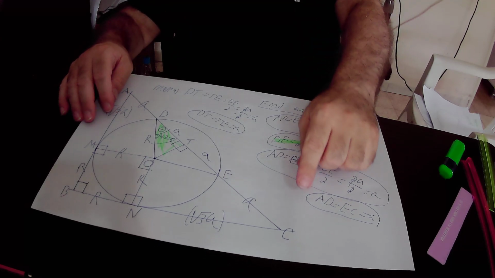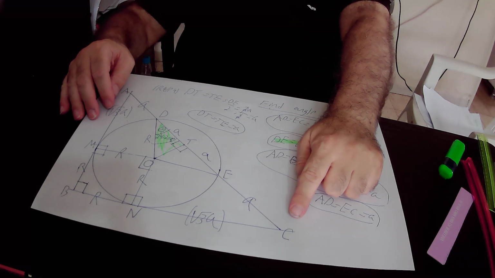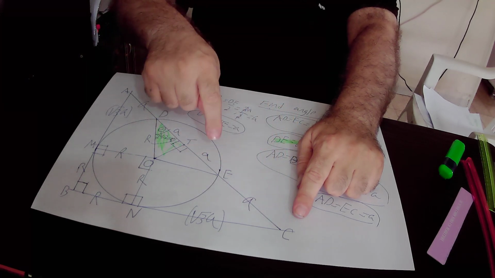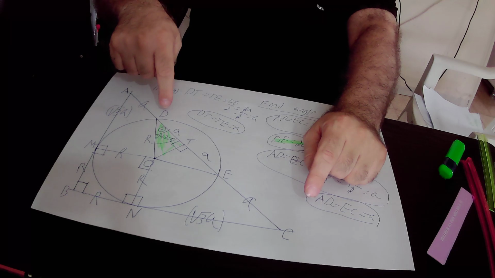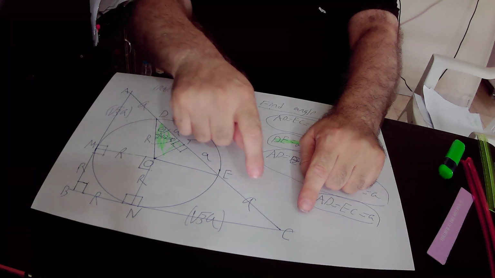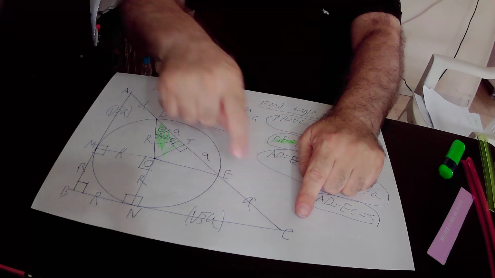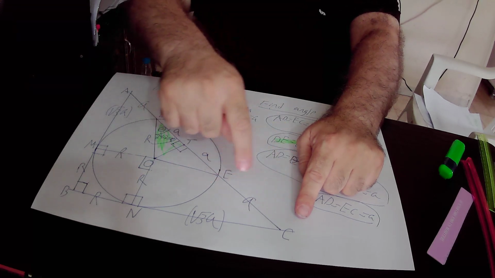Here we focus on the extreme point C. From the extreme point C we have tangent CN and the straight line that intersects with the circle at point E and point D. Therefore, according to rule number 10, we get that CN squared equals CE times CD. Again, CN squared equals CE times CD.